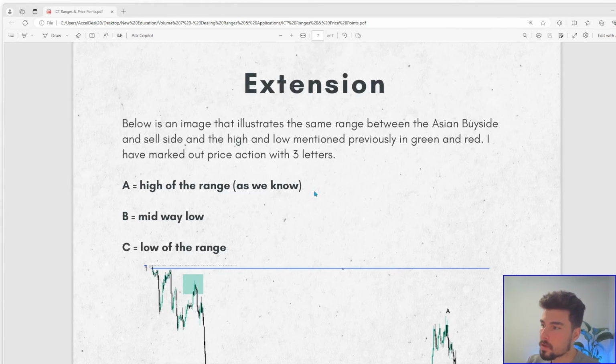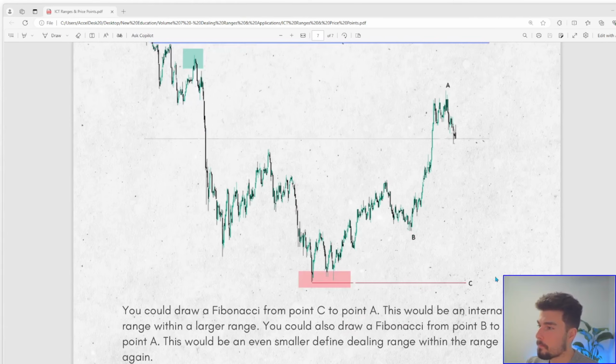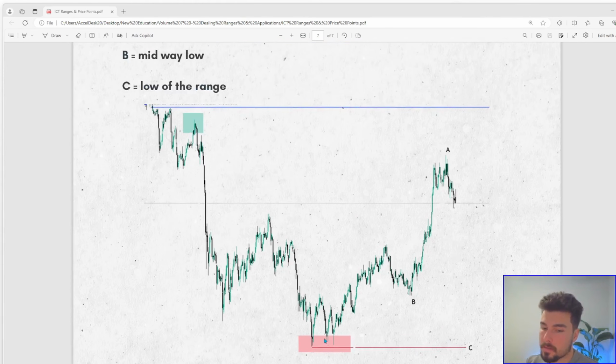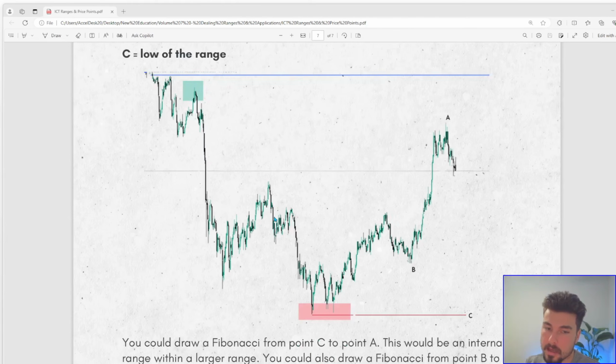Now, in this extension topic, we're going to be extending on the concept of dealing ranges. Again, we've got the Asian high, we've got the Asian low. Now, I've put some letters here, right? This green box and this red box, it's the same as what we've seen here. It's this green high and this red low. And remember before, we pulled a Fibonacci on that zone, right? So all we've done here is I've marked out that high and then that low. This is what it looks like on the 1 minute chart.